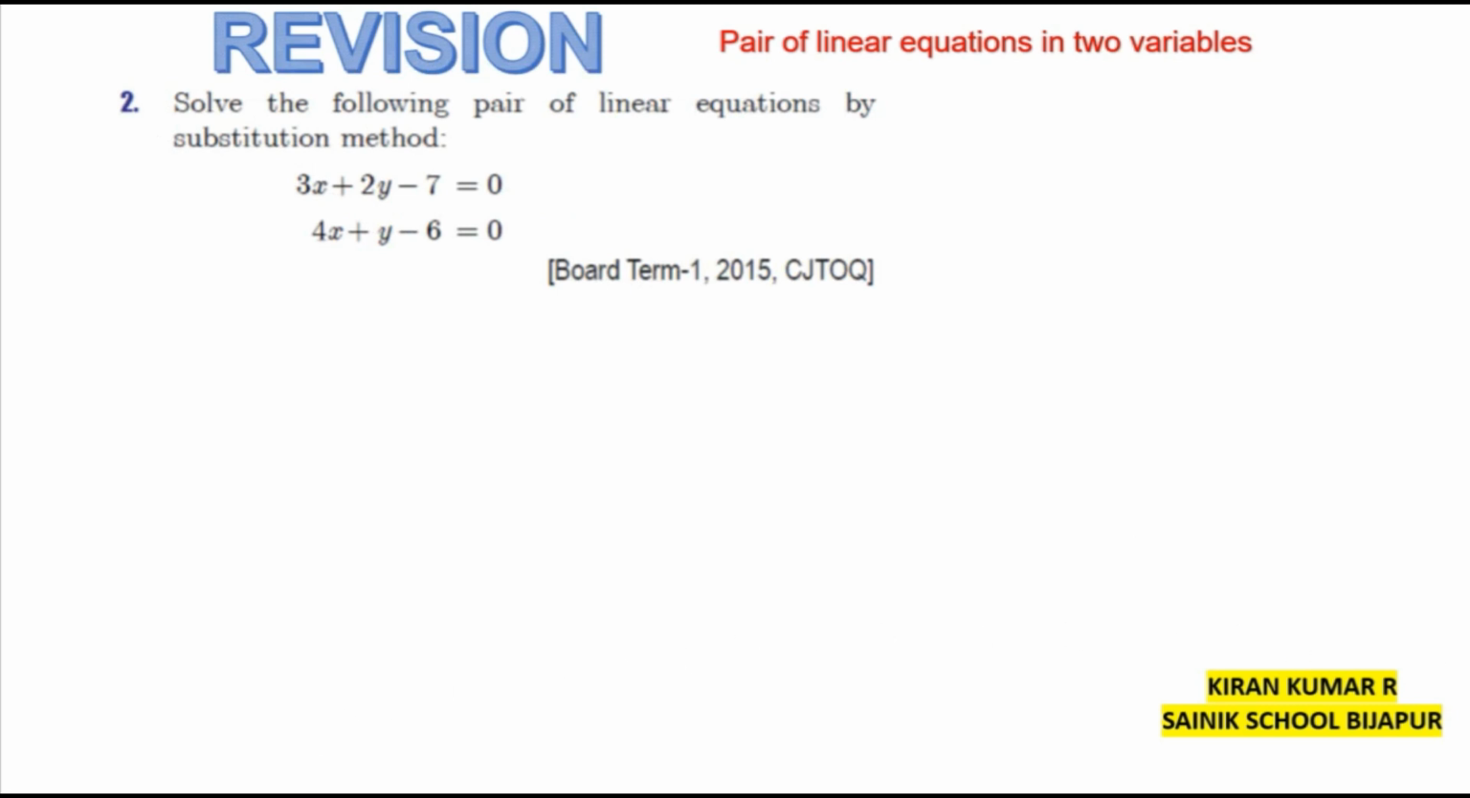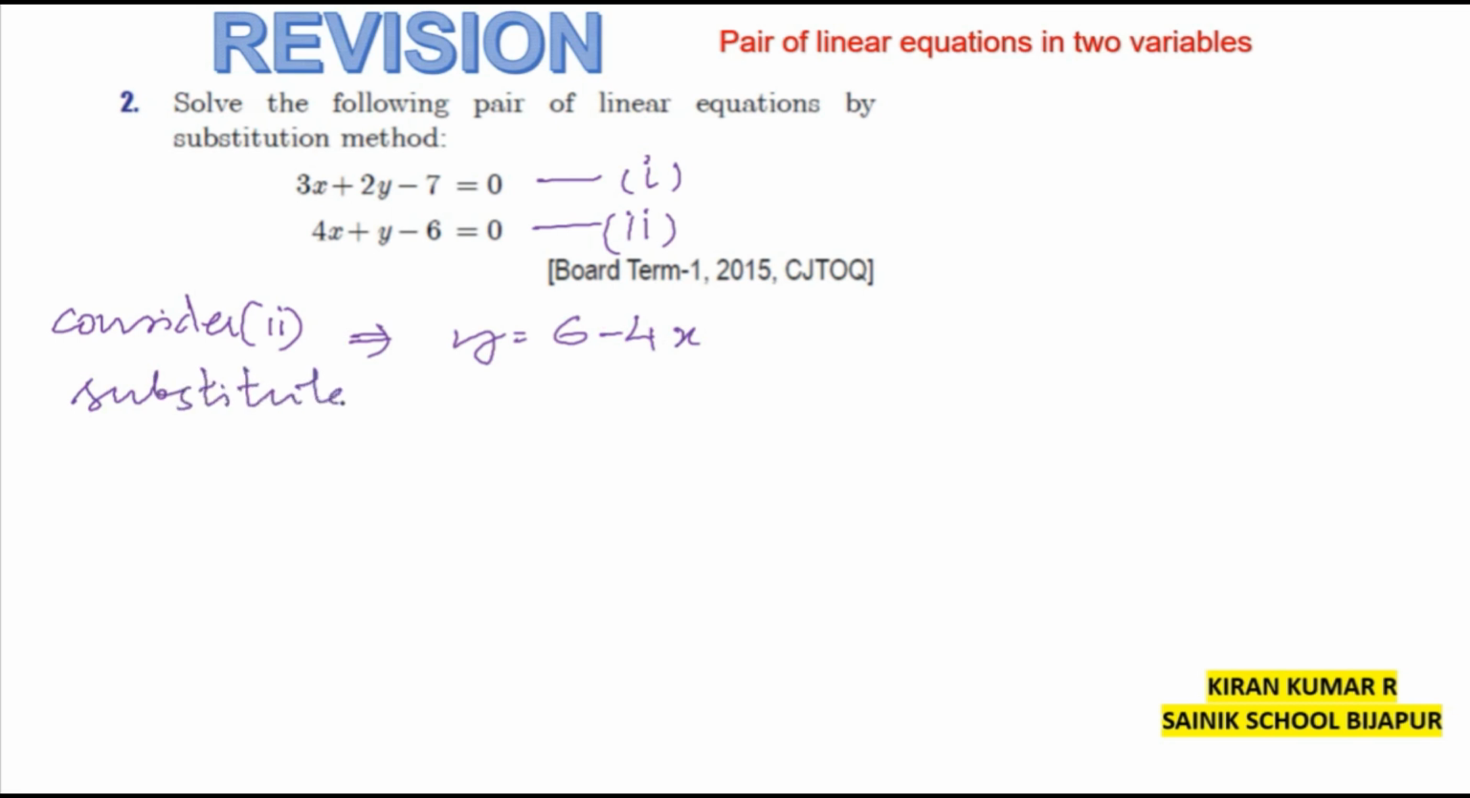Let me solve one more question and I'll wind up today's session. This is a question related to the method of substitution. Very easy. Let me call these two equations: let this equation be equation 1 and this as equation 2. Let me consider equation 2. I can write y as 6 minus 4x. Let us substitute y equal to 6 minus 4x in equation 1.